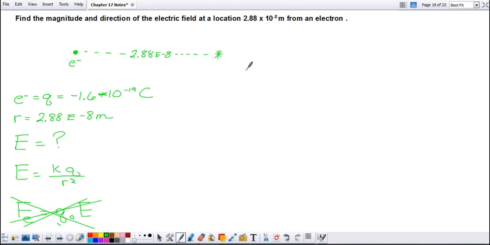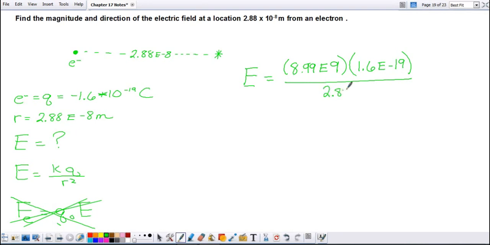So the electric field is equal to Coulomb's constant, 8.99 times 10 to the 9th, multiplied by the charge creating the field, which in this case is an electron, and it has a magnitude of 1.6 times 10 to the negative 19th coulombs. Again, we're not going to put the negative in now. The negative is just going to help us with direction later. And then we're going to divide by the distance squared, 2.88 times 10 to the negative 8th meters squared. And when you square this in the denominator, make sure you do put this in parentheses before you square.